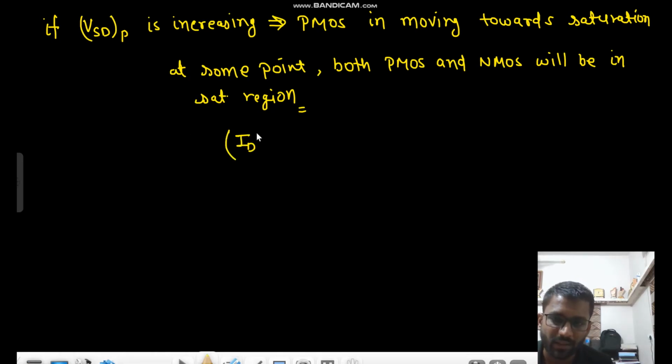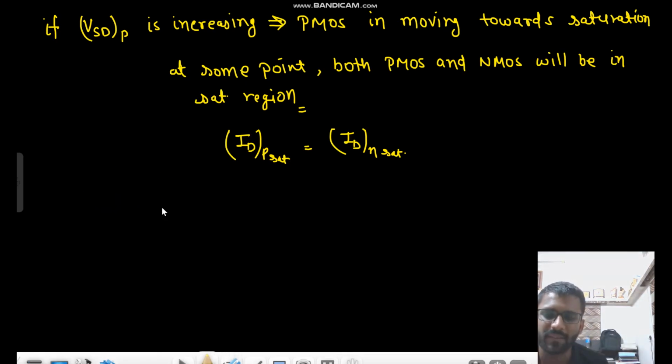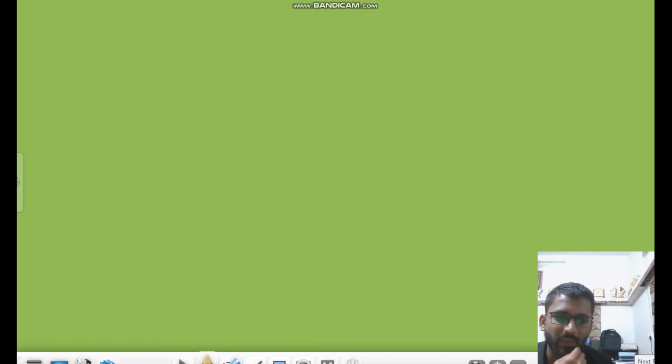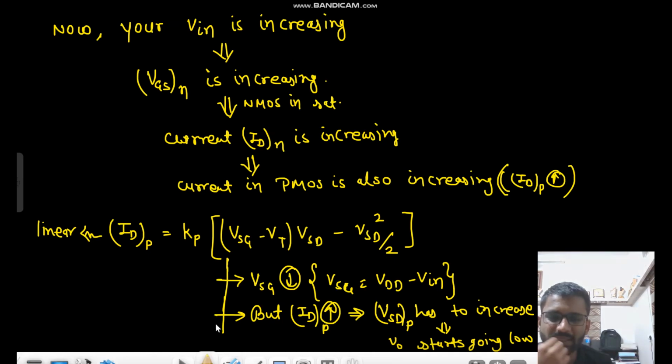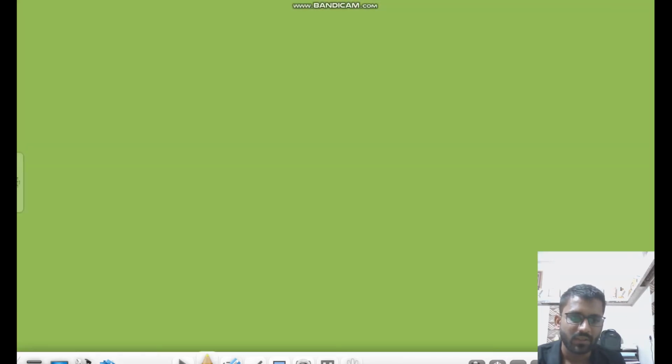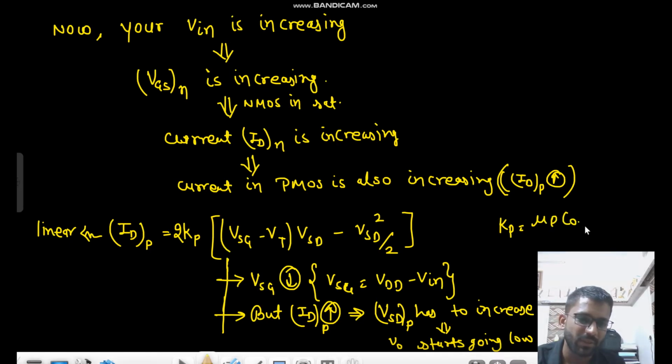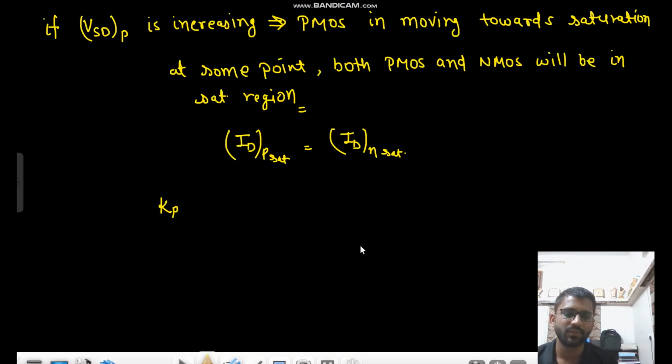So your ID in PMOS at saturation region would be equal to your ID in NMOS at saturation region. So let's put both of them equal. Mu n Cox W by L, let us call this complete factor Kn. No, Kp. There is one thing we are doing wrong here: if we are saying this is Kp, I should write 2 Kp here. Mu p Cox W by 2L is Kp. Okay, so this is our Kp value.